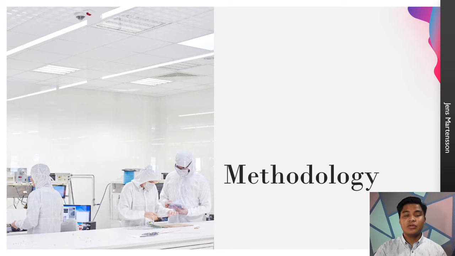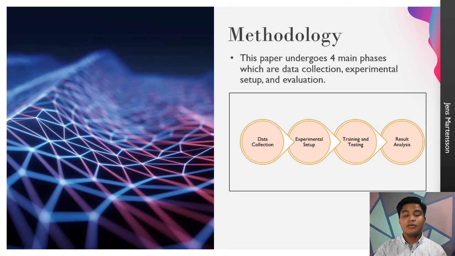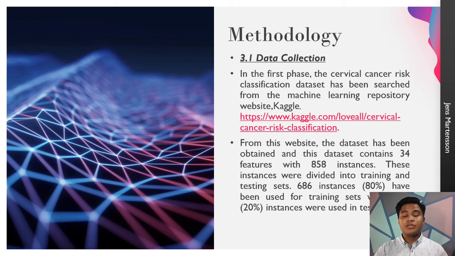Next is methodology. In methodology, these papers undergo four main important phases, which are data collection, experimental setup, training and testing, and last but not least, result and analysis. The first part in methodology is data collection. In this first phase, the cervical cancer risk classification dataset was searched from the Machine Learning Repository website, Kaggle.